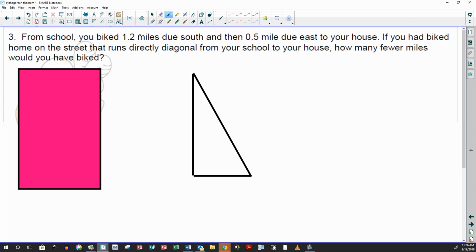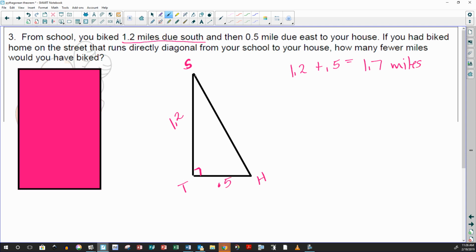So let's think about which side is what. It says from your school, you bike 1.2 miles due south. So if this is your school, you're going to go 1.2 miles south. And then 0.5 miles east. This is the right angle. And we're going to the house. So we started at the school, we went south, and then we turned and went east. And now we're home. So how far did we bike? Well, we went 1.2 miles plus 0.5 miles. So we biked 1.7 miles.